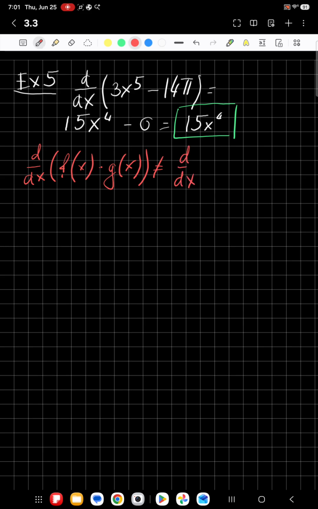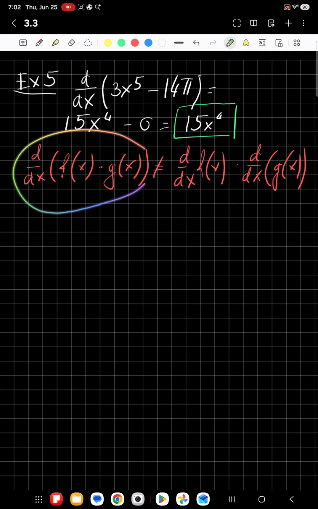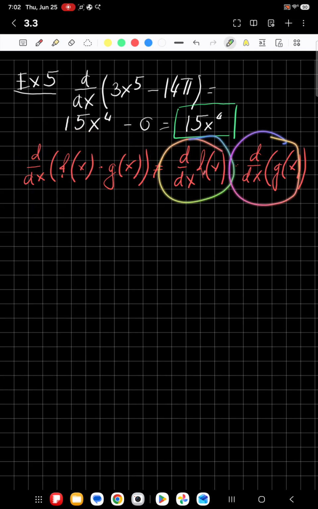So d dx of f of x times the derivative of g of x. So we simply cannot do what we did with the addition, right? I took the derivative of the first one, the derivative of the second one, we subtracted them, and we got the answer. So when you're multiplying, it doesn't work this way. It does not equal the derivative of the first one times the derivative of the second one. It's slightly more complicated, not much more complicated, but yeah, a little bit.